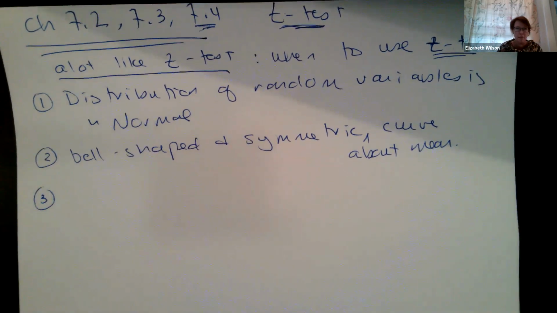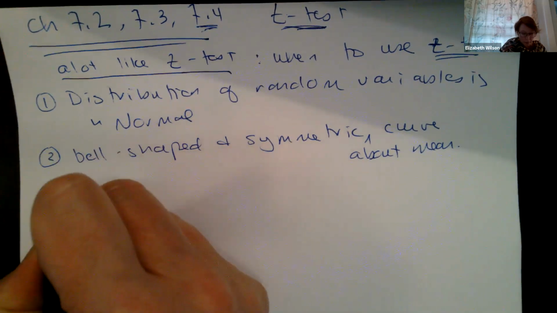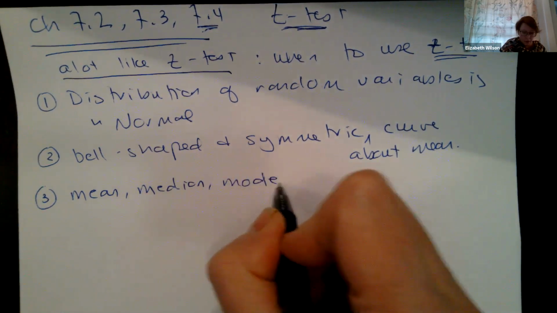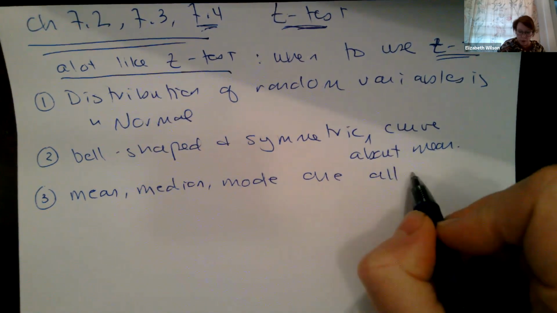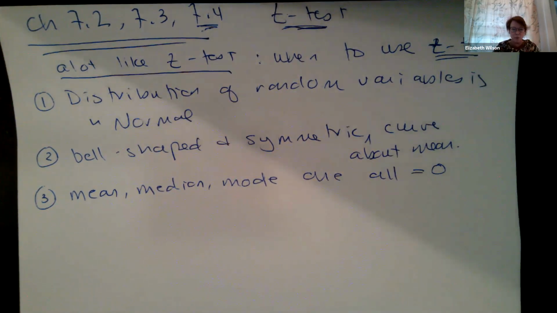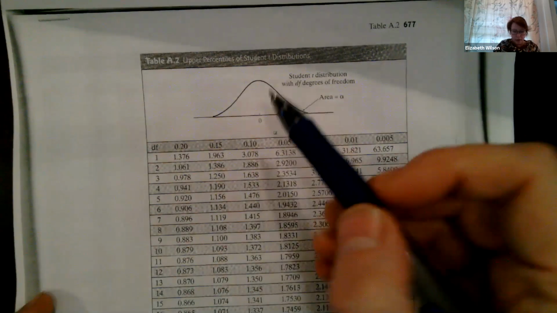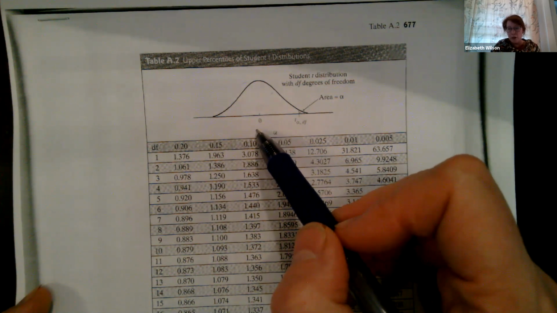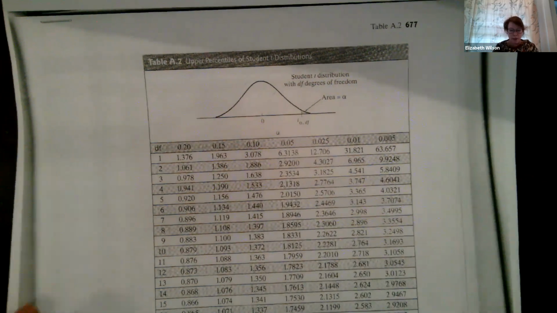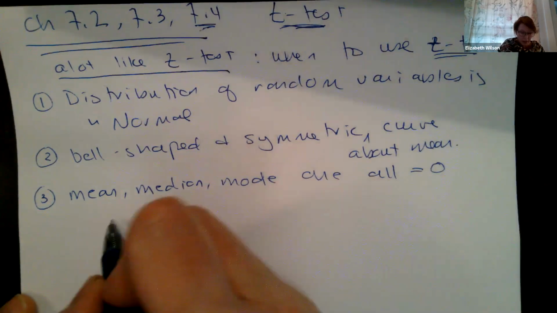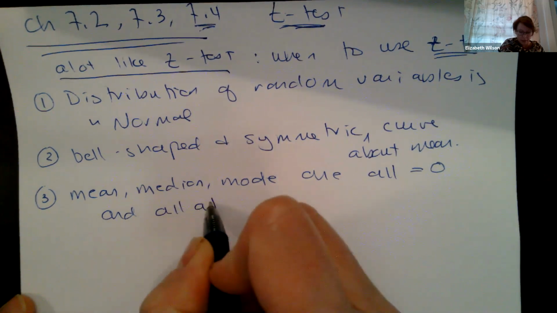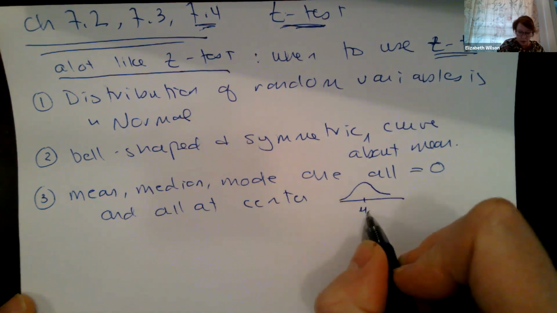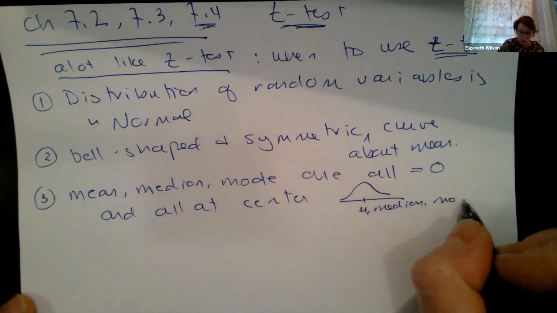What we notice about our normal distribution is that the important thing is that our mean, our mu, our median, and our mode are all equal to each other, and they're all equal to 0. Why is that? Because remember, our standard normal distribution has a mean of 0 and a variance equal to 1. That's our standard normal table. So they're all equal to 0, and they're all at the center of our curve. So our mean, our median, and our mode are all here.